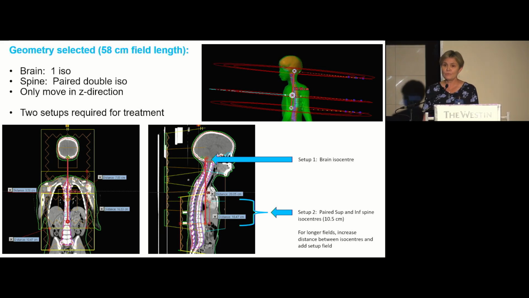We looked at it and we found that one isocenter on the brain and a double iso pair on the spine was sufficient to get the target length. It would require 2 setups, but only moving in the Z direction. For each of these plans, when you load them on the machine, you would add imaging sequences to the plan itself. So each is imaged on its own so that you are sure of your positioning accuracy.